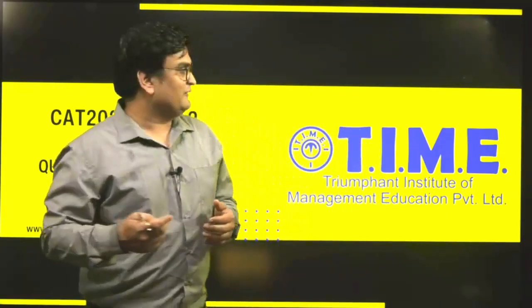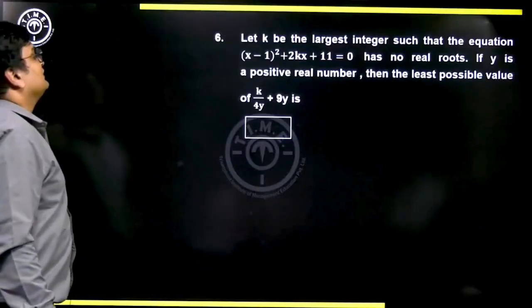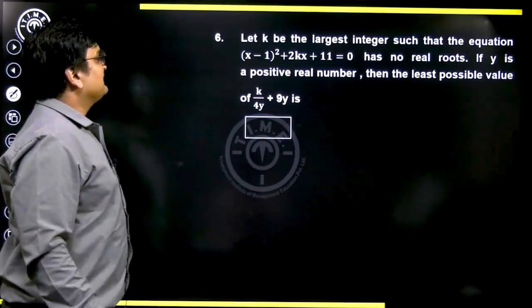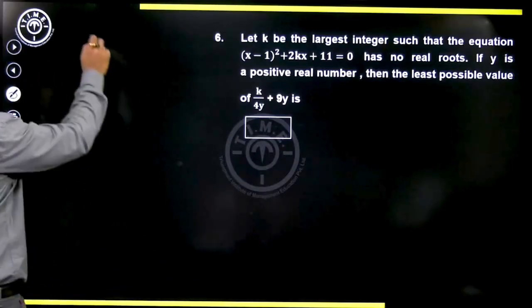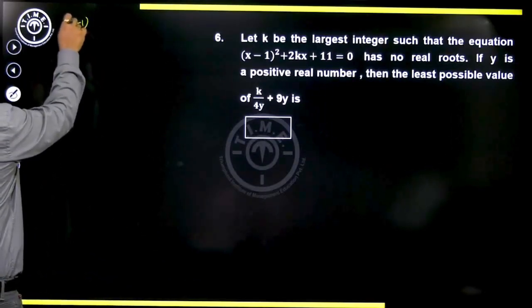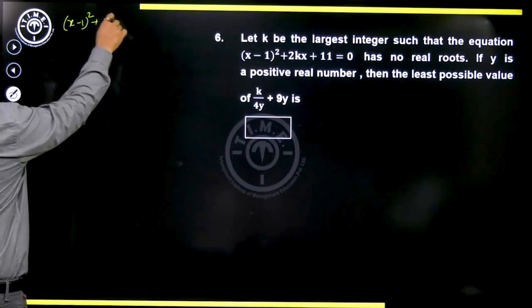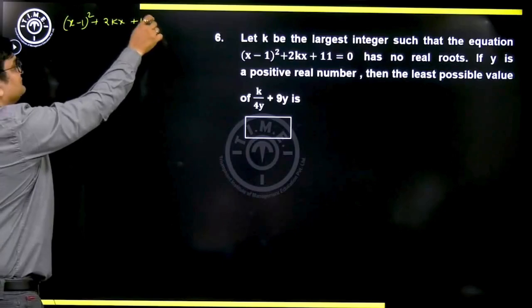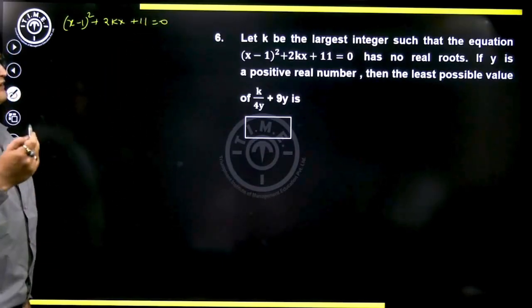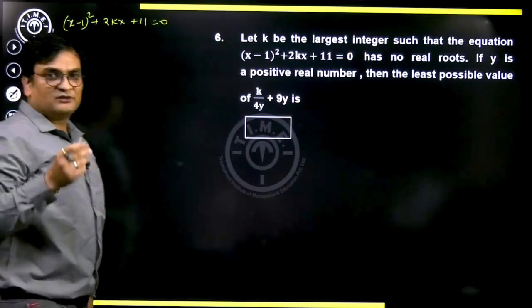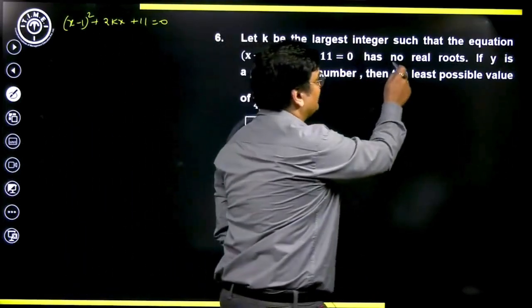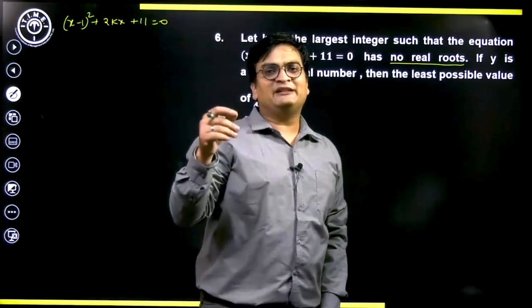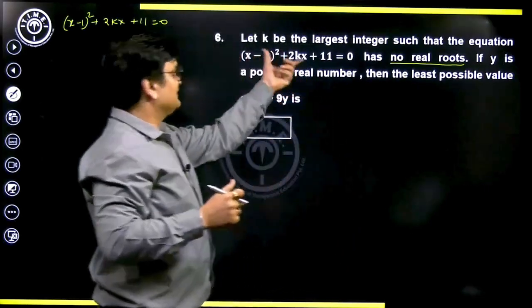So as you all know, we had 22 questions. Let k be the largest integer such that the equation (x − 1)² + 2kx + 11 = 0 has no real roots. By the way, what is the significance of this no real roots? No real roots basically means your discriminant of this equation should be less than 0.